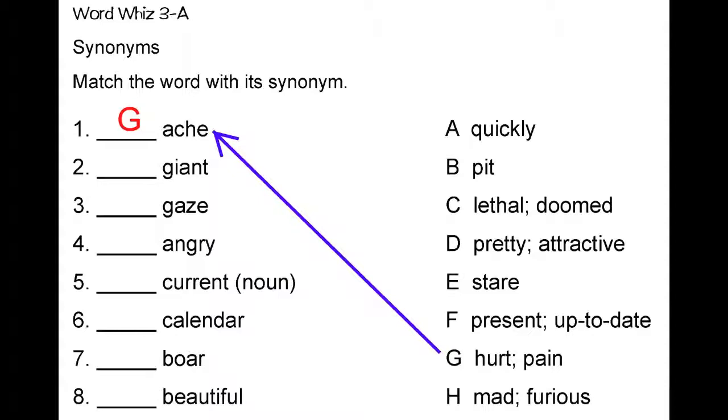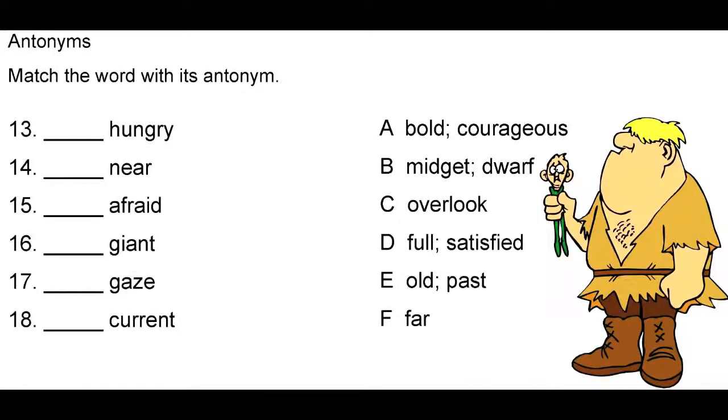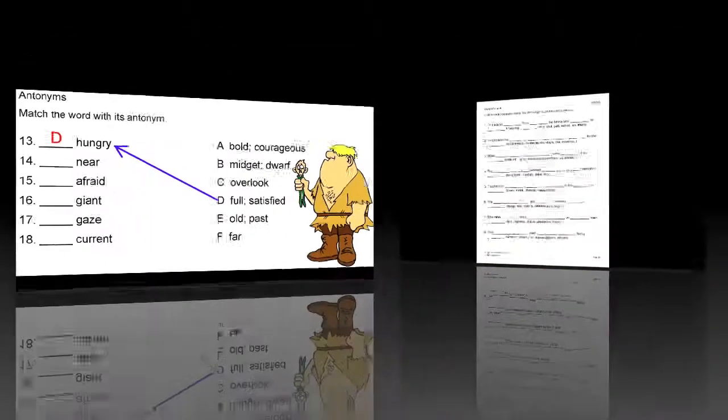Next, we will practice antonyms, which are words that have opposite meanings. Let's do number 13, for example. We need to find the matching antonym for hungry. So we think of which word or phrase is the opposite meaning of hungry, which is full or satisfied. So we neatly write the correct letter in the provided space.